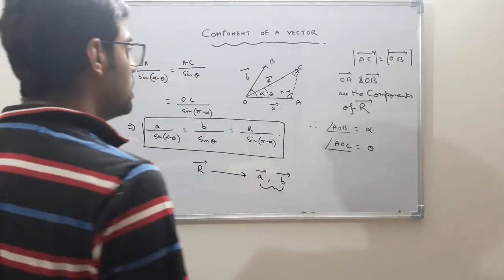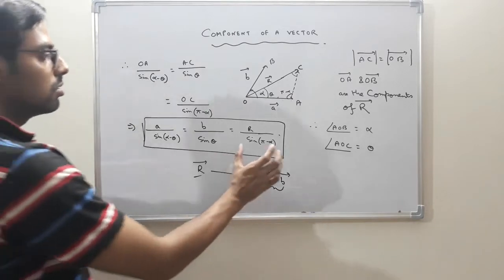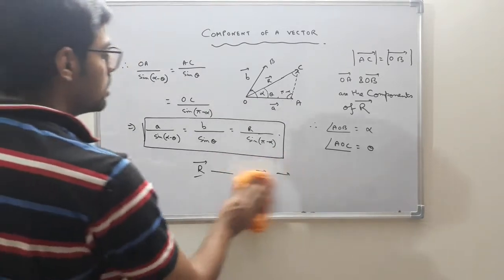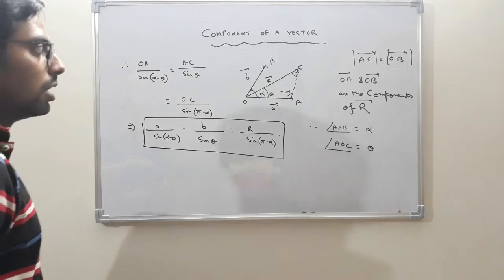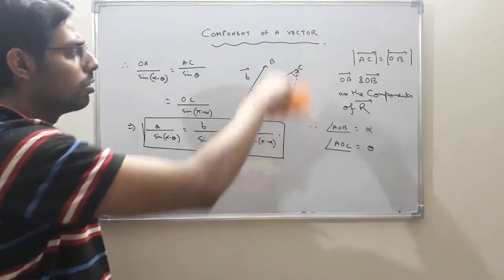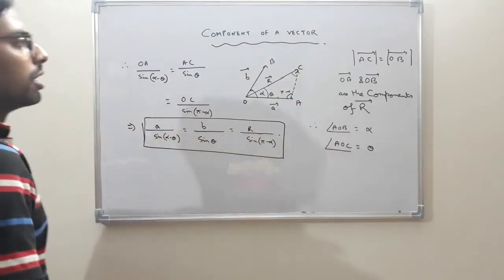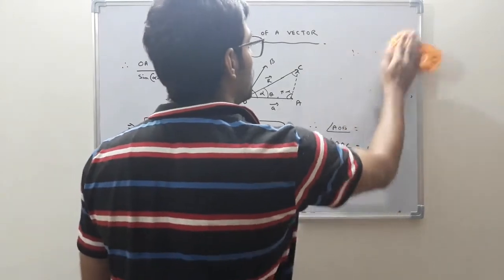Okay, and theta is the orientation of R vector with respect to A vector. So this relation will always hold. Now this is the general representation of a component in any given direction, suppose OA and OB in this case. So it is the condition of the components of a given vector.